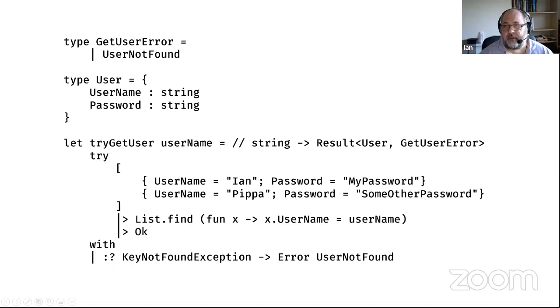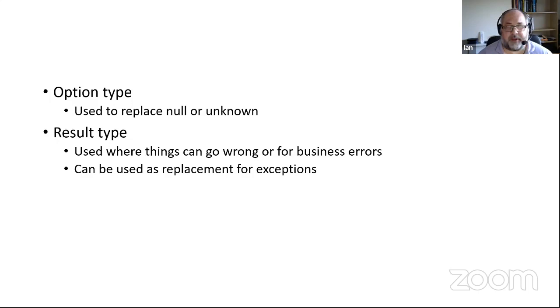So again, they're two really powerful things. The option type really is there to replace nulls or unknowns. So the option is Some or None. And the Result type is to handle where things start to go wrong, particularly business errors.